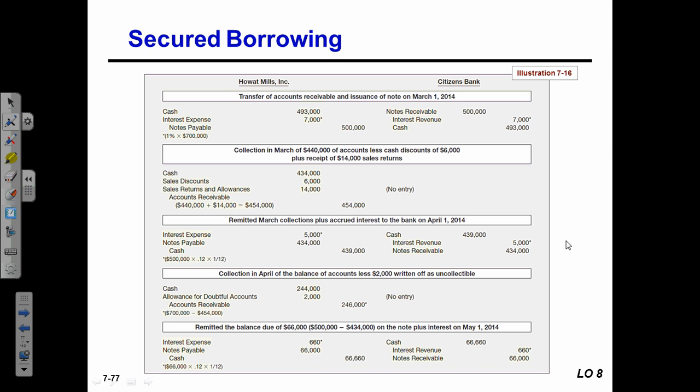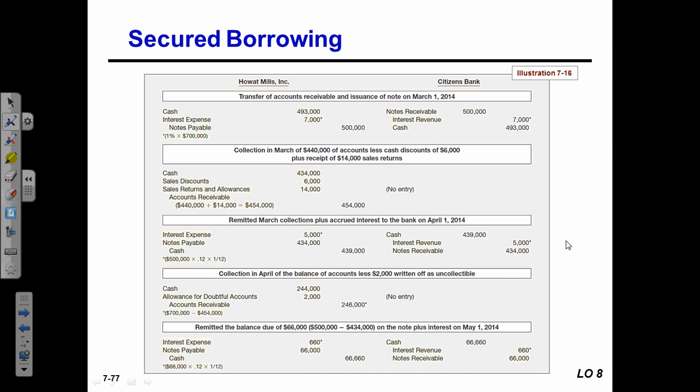So what do we do with this? This is on my books. I'm Howard Mills. Debit cash for the 434 I got. I have sales discounts. I have sales returns and allowances, right? And I have accounts receivable going away, okay? How much am I going to give to the bank? All the cash I collected of 434 plus interest on the debt. But here's the deal. They only gave me 493,000.